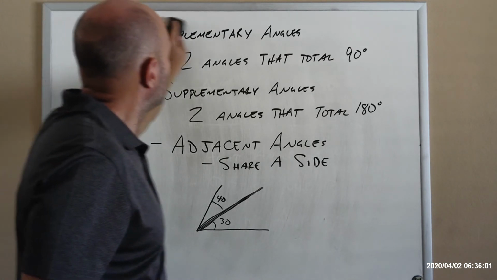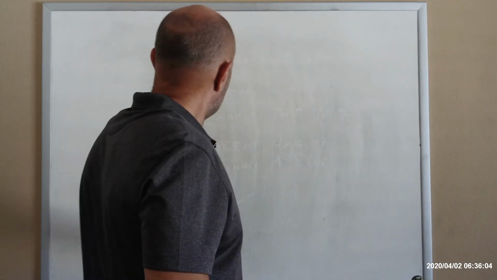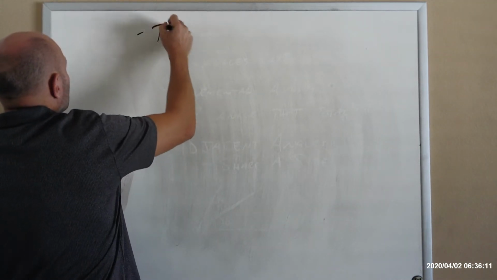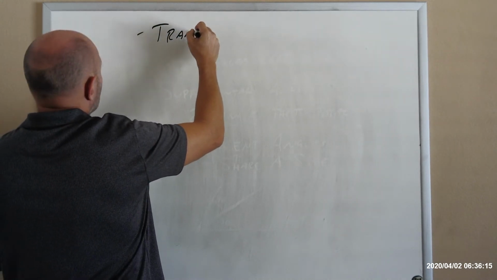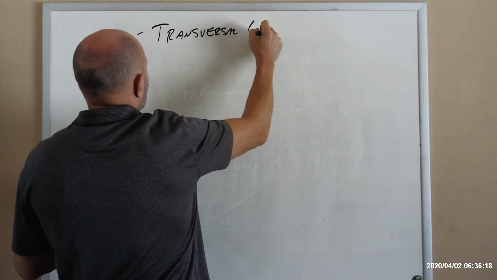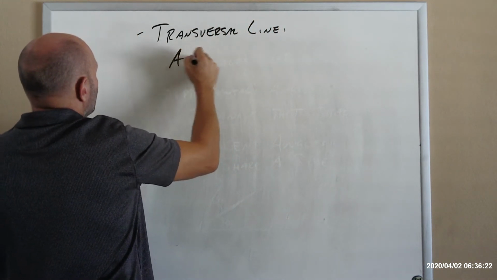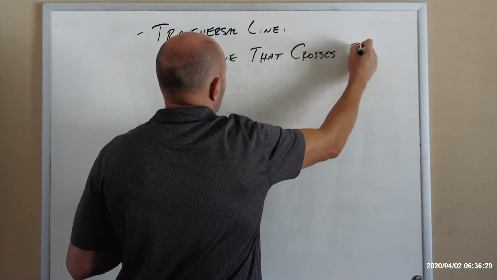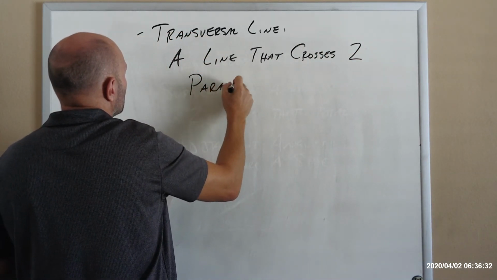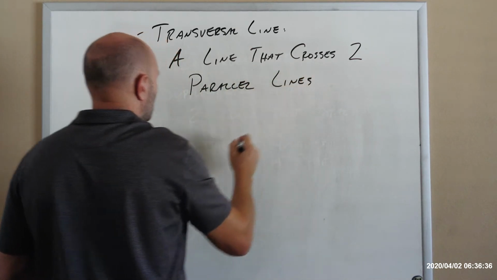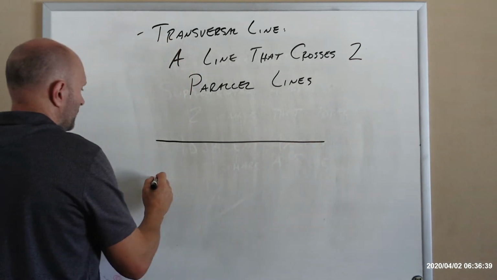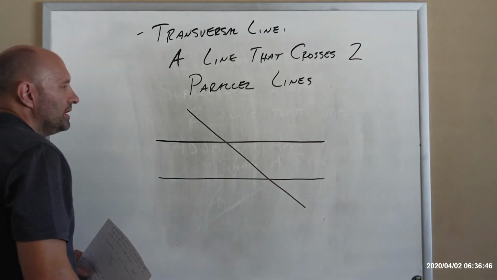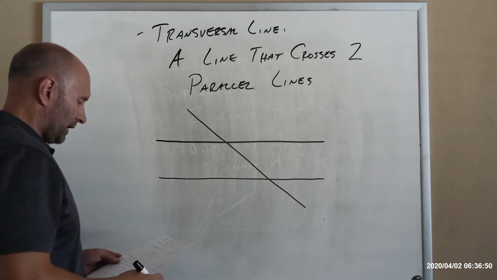All right, and the last thing for this first video, and this will wrap up our information on lines. We'll start getting into some figures then. What we have is called a transversal line. This is a line that crosses two parallel lines. So let's say I have, let's pretend these are parallel as good as I can draw them, and I have some line that crosses these two parallel lines. This line is known as the transversal line.